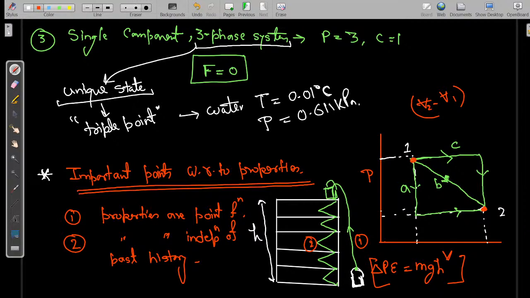What does that mean? If we threw it, I'm not getting what you are trying to say. Okay, the properties are independent of past history. What do you mean by past history? That means किस path को follow किया, once you have reached here, whatever path you followed, that doesn't have any concern. That's why it is independent of path history. Sorry, past history. Okay. Third is properties are exact differential.